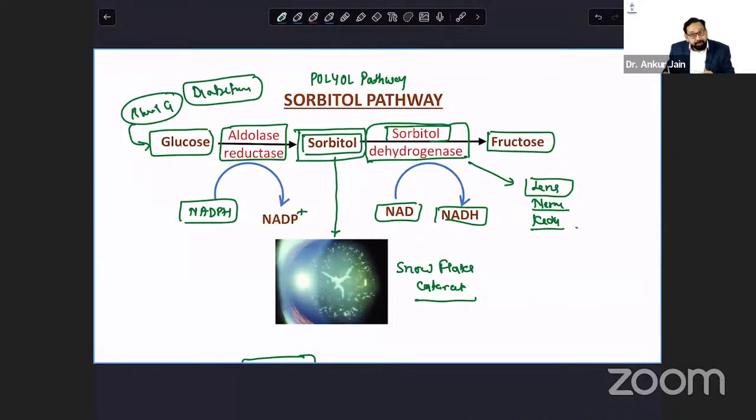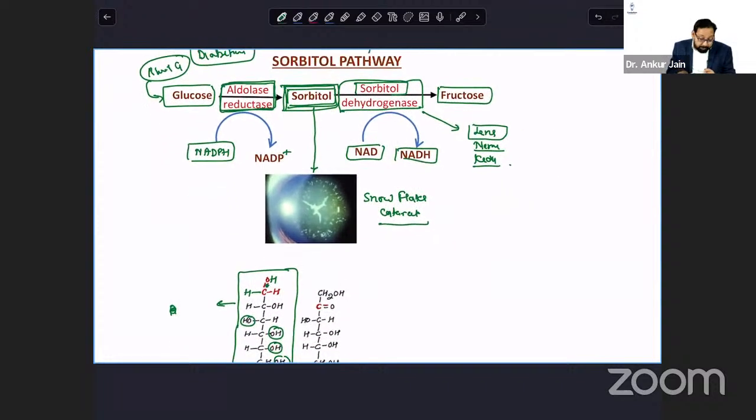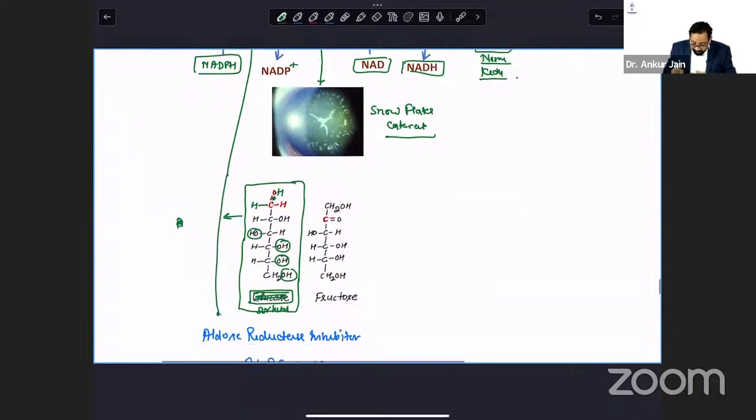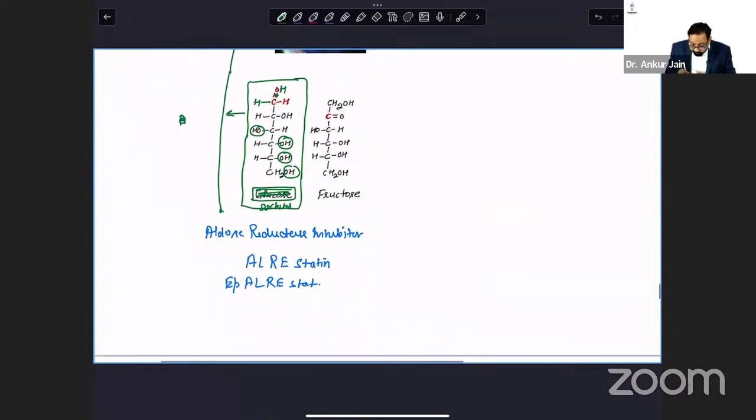In nerves, diabetic neuropathy, and in kidney, diabetic nephropathy. There is a relation that most of the complications of diabetes are contributed by, not caused by, this sorbitol. And the culprit is aldose reductase. To decrease the complications of diabetes, we developed inhibitors of aldose reductase. Aldose reductase inhibitors are alrestatin.